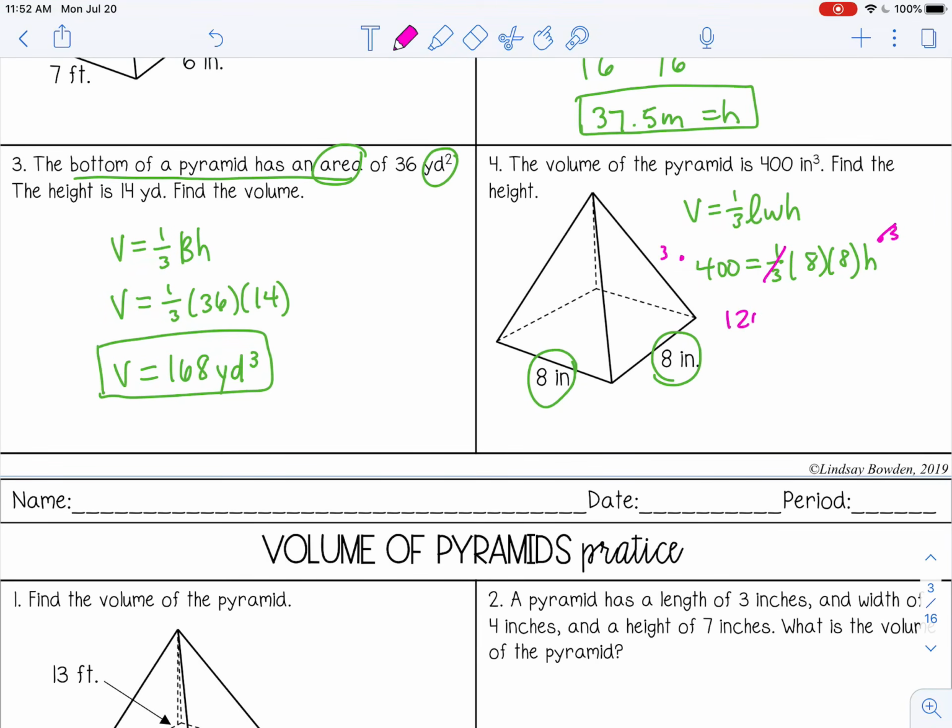So this is going to be 1200 equals, I'm going to go ahead and multiply 8 times 8, which is 64, and then h. All right, and then I'm just going to divide that by 64, and I get 18.75 inches equals my height.